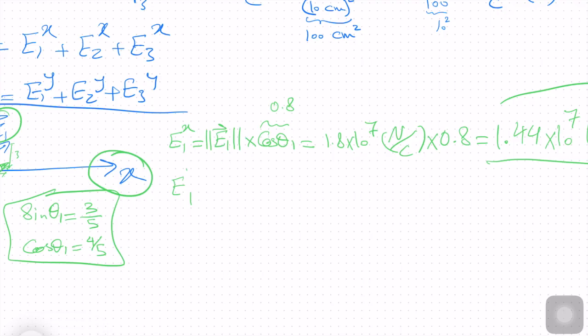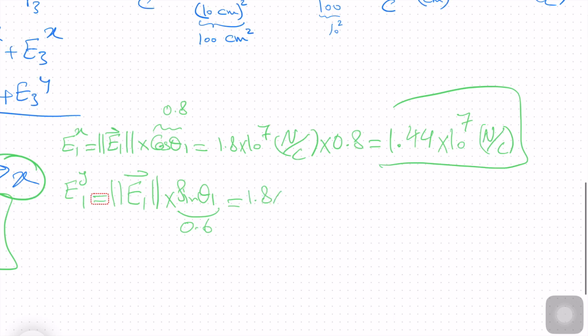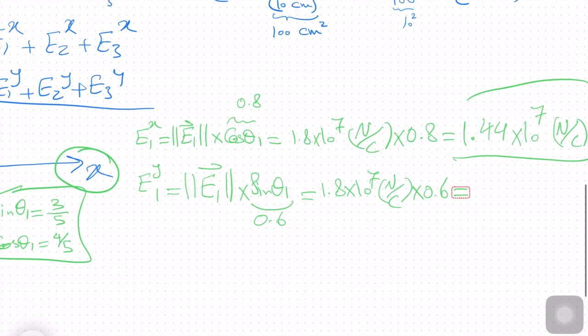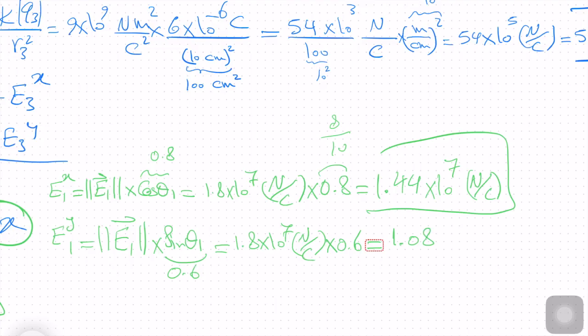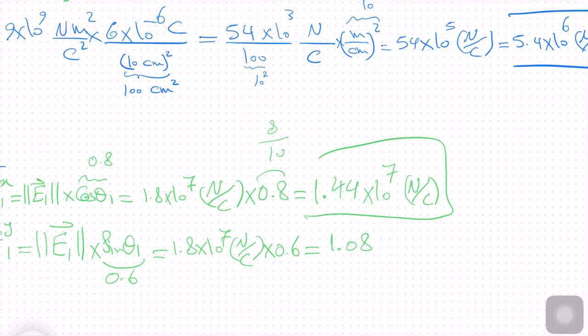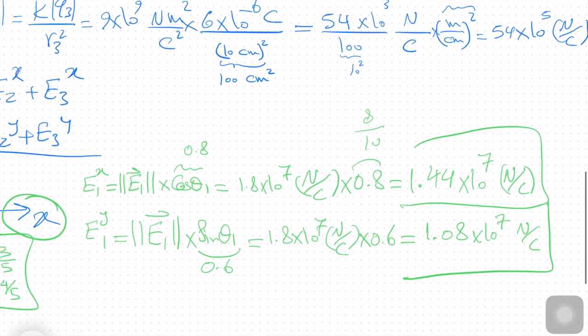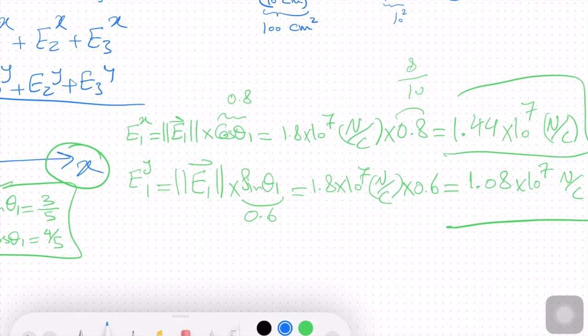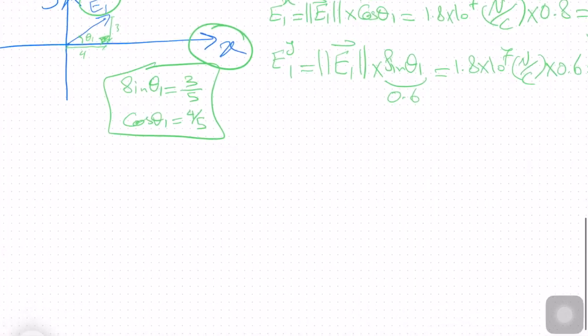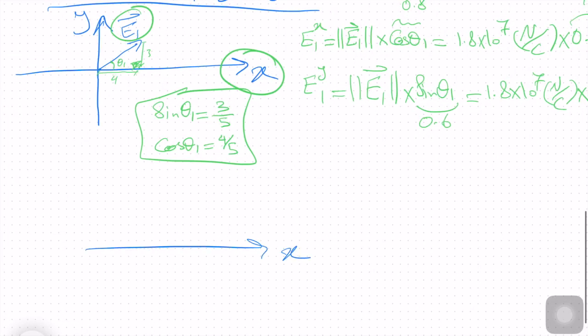Okay, let's do E1y. So that's the E1 magnitude again times sine theta 1, which is just 0.6. So that's 1.8 times 10 to the 7 Newton per Coulomb multiplied by 0.6, which is 1.08. And pay attention here, there was no need for any rounding so far. Times 10 to the 7 Newton per Coulomb. Okay, good. Now I'm going to write the x and y components of E2.